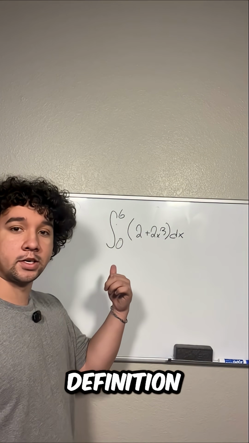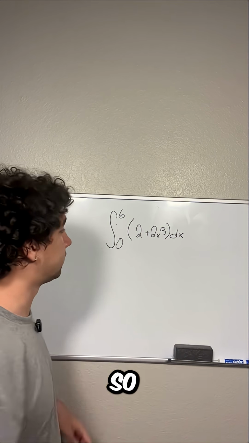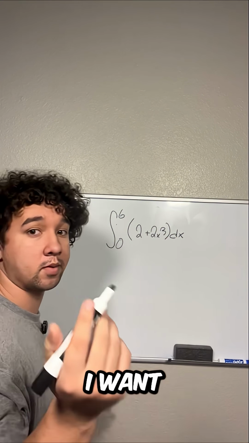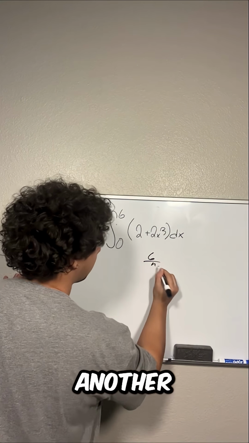I'm gonna take the limit definition of this integral. Wish me luck. First things first, what is an integral? An integral takes the area under a curve. So what I'm gonna do is I have to find my x and y values. I wanna make rectangles. So my delta x is gonna be the distance in between here, which is 6, divided by my number of rectangles, n.